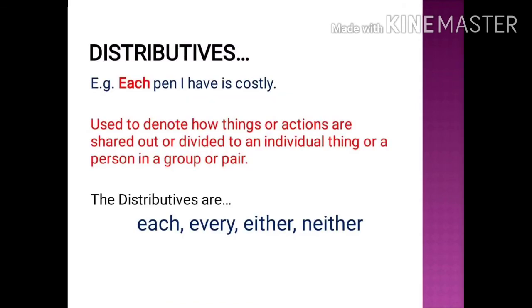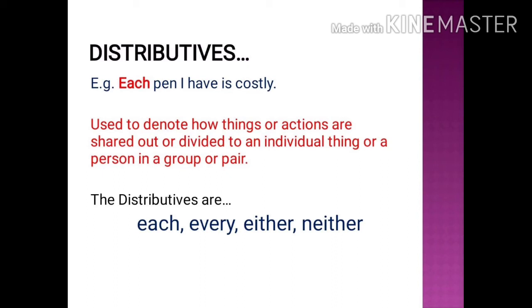Now let's look at the next determiner type, distributives. Look at the example given here, children. Each pen I have is costly. When I say each pen I have is costly, I mean that I have many pens. It's like a group, and from that group I'm pointing out at each pen separately, individually. Each pen, every single pen is costly.